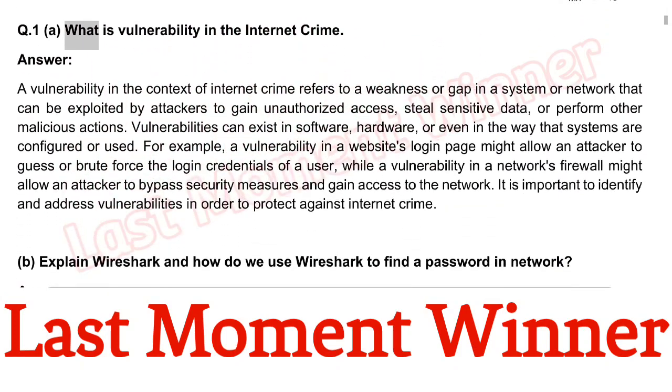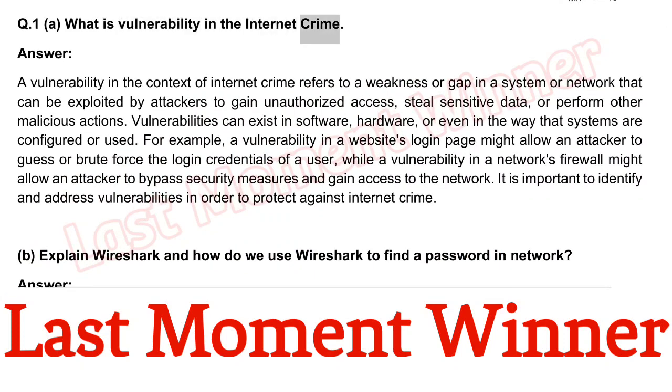Q.1. A. What is vulnerability in the Internet crime? Answer. A vulnerability in the context of Internet crime refers to a weakness or gap in a system or network that can be exploited by attackers to gain unauthorized access, steal sensitive data, or perform other malicious actions. Vulnerabilities can exist in software, hardware, or even in the way that systems are configured or used.